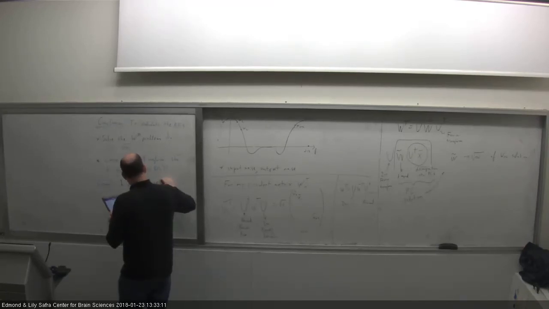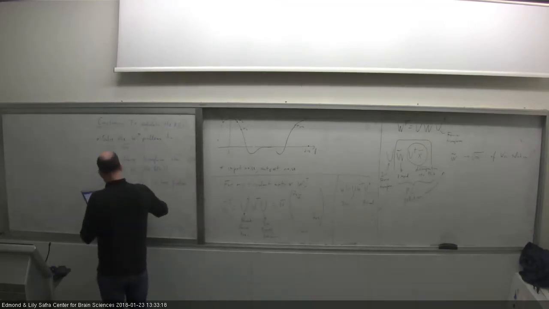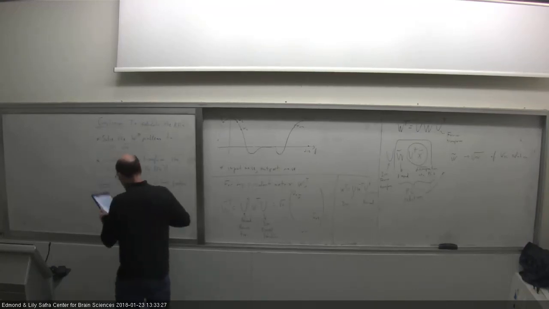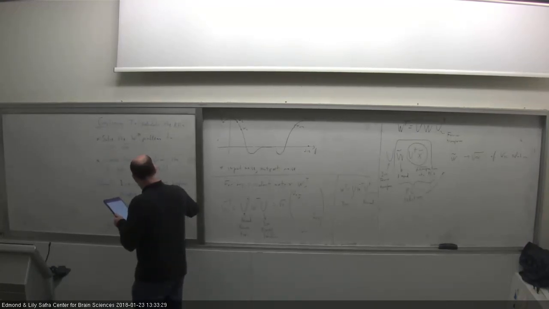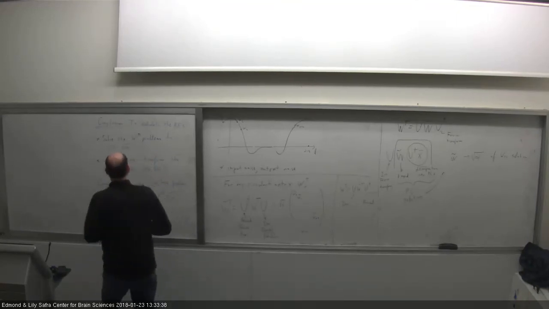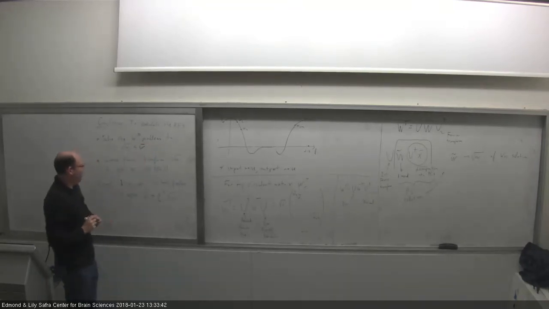We have freedom to choose to replace Wi by e to the i phi i times square root of alpha i. So I told you that the prescription was we set Wi tilde to be square root of alpha i.